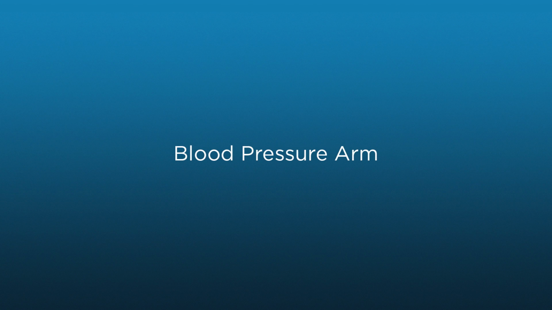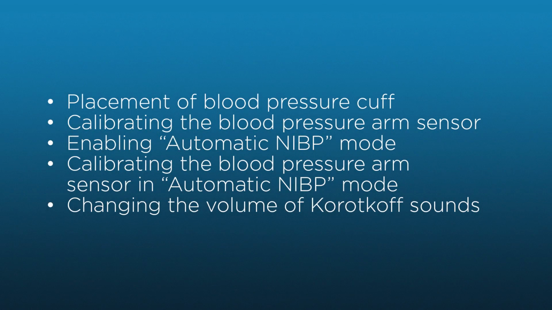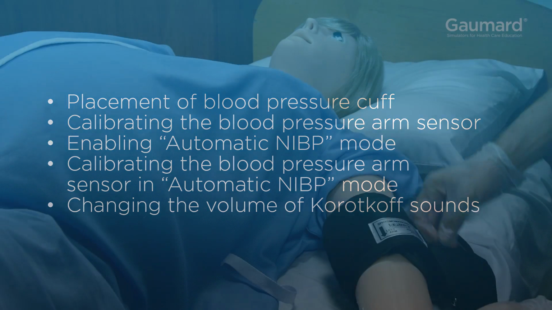In this video, you will learn how to use Victoria's blood pressure feature. By the end of this video, you should be ready to place the blood pressure cuff on Victoria, calibrate the cuff, change the settings for a manual cuff to an automatic NIBP machine, calibrate the simulator with the NIBP calibration kit, and change the volume of the Korotkoff sound.